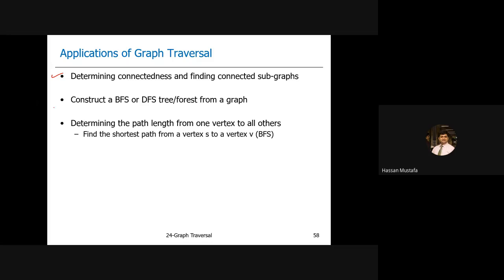I would come back to this point again, and I would ask you guys to comment on this, Kashif and Akib. Just come up with some application of this first point: how I can use this connectedness. The second point is that I can construct a BFS or DFS tree from this graph.